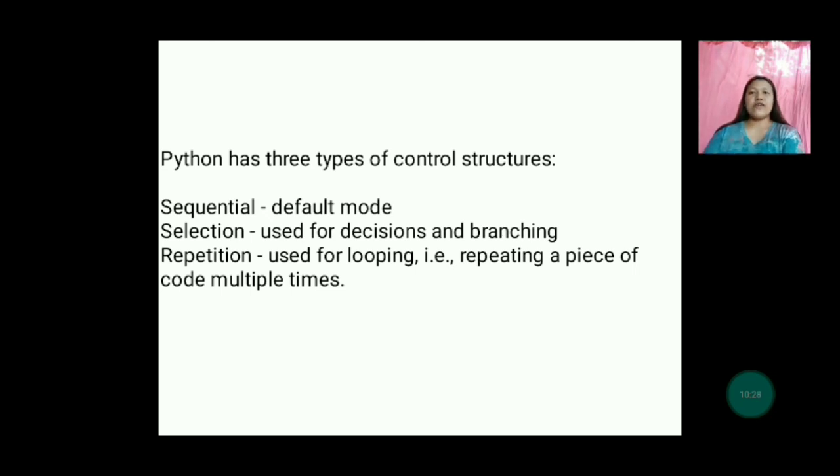Selection, used for decision and branching. In Python, the selection statements are also known as decision control statements or branching statements. The selection statements allow a program to test several conditions and execute instructions based on which condition is true. Repetition, used for looping, repeating a piece of code multiple times. A repetition statement is used to repeat a group block of programming instructions.